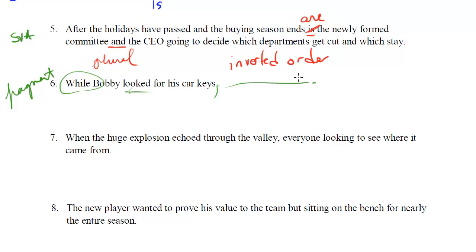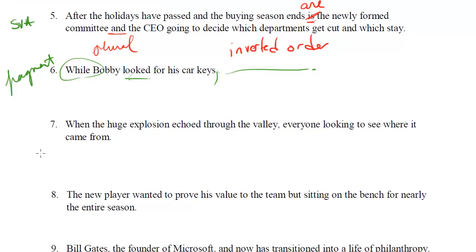The example I have in the answer key is, "While Bobby looked for his car keys, I sat on the front porch waiting for him." We just need some sort of independent clause to complete the sentence and get rid of the fragment.